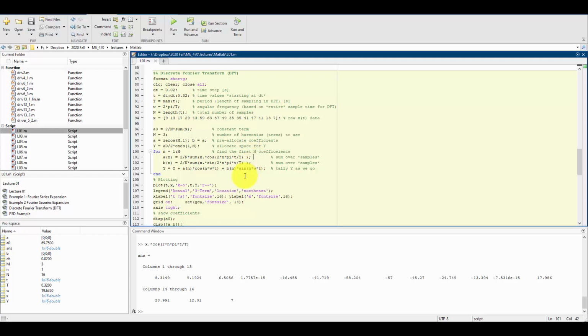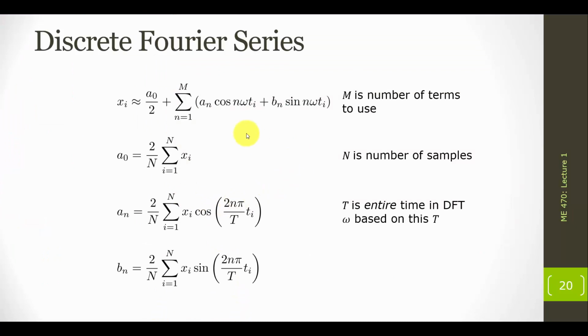Then what I'm going to do, at the end of each iteration of this loop, is take the current value of y, that's my reconstructed signal, and add this nth value of A and B that I just found. And again, back to the equation, what this line is doing is really what is up here: on each iteration of this for loop, I'm going to add the nth value.